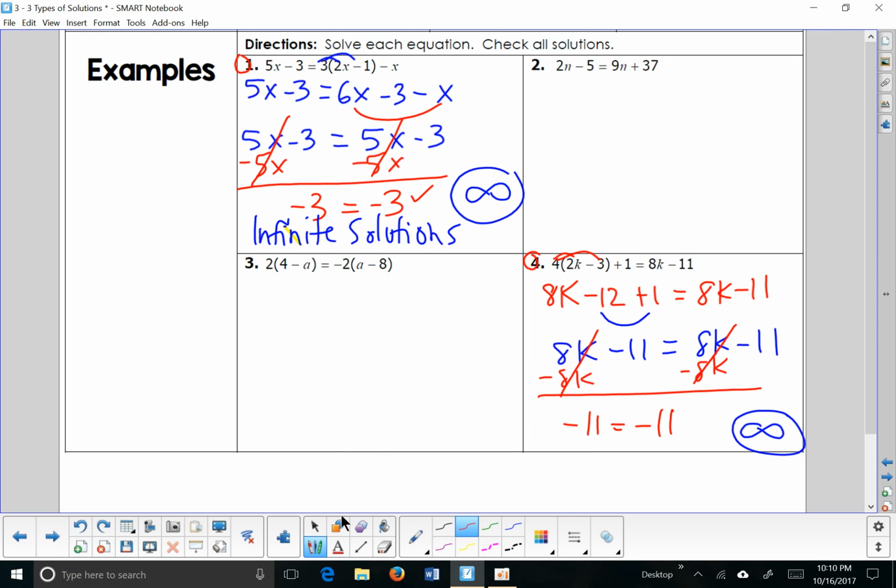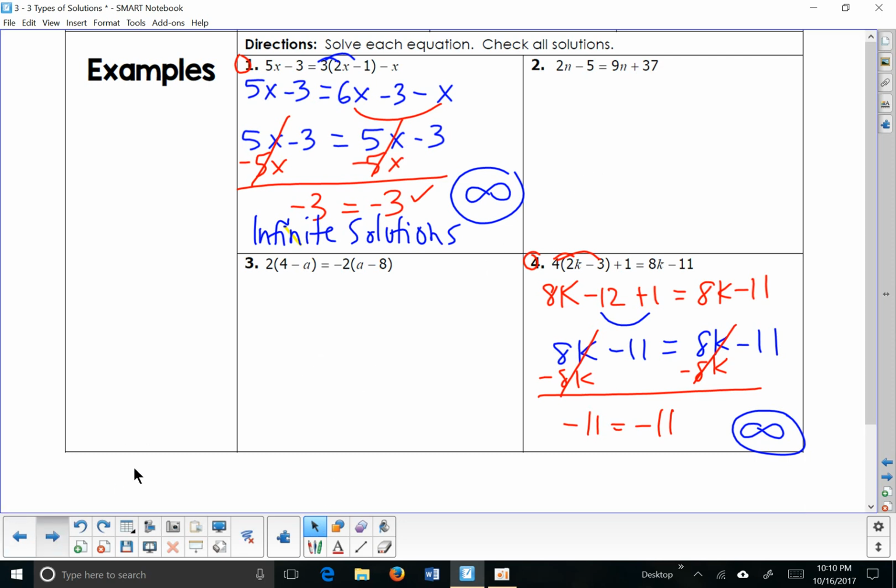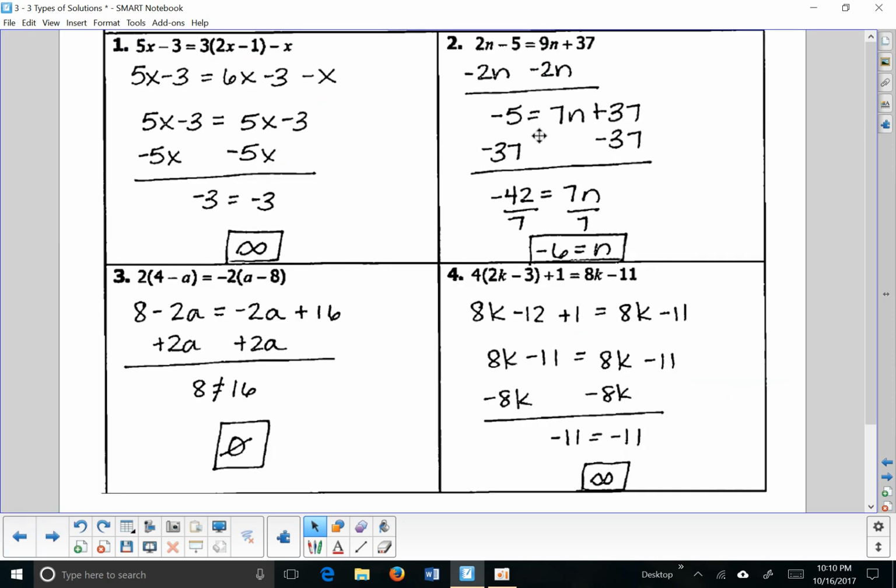Okay, let's take a look at the solutions now that you've had some time to try numbers 2 and 3 on your own. The answer to number 2 is negative 6. And the answer to number 3 is no solutions. Again, you can write it in English, no solutions, or you can use the mathematical symbol, which is the empty set, right? The circle with the line through it.